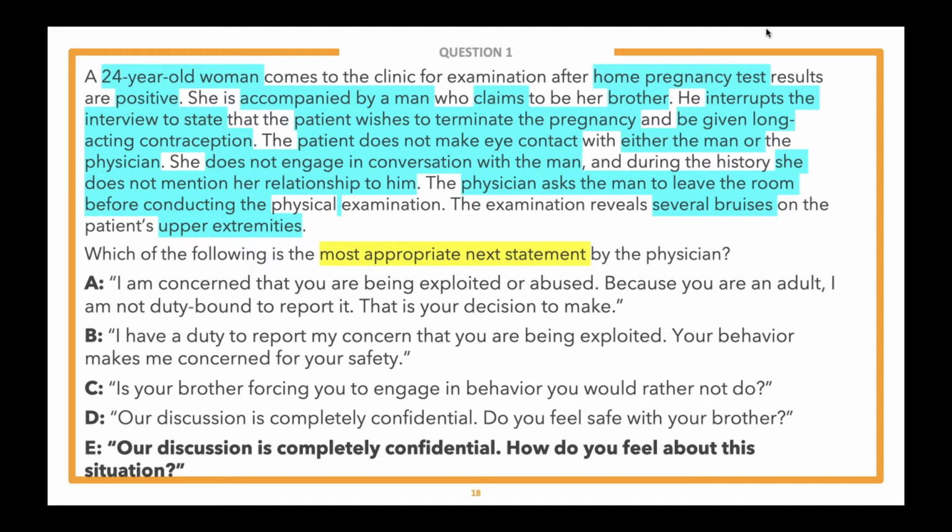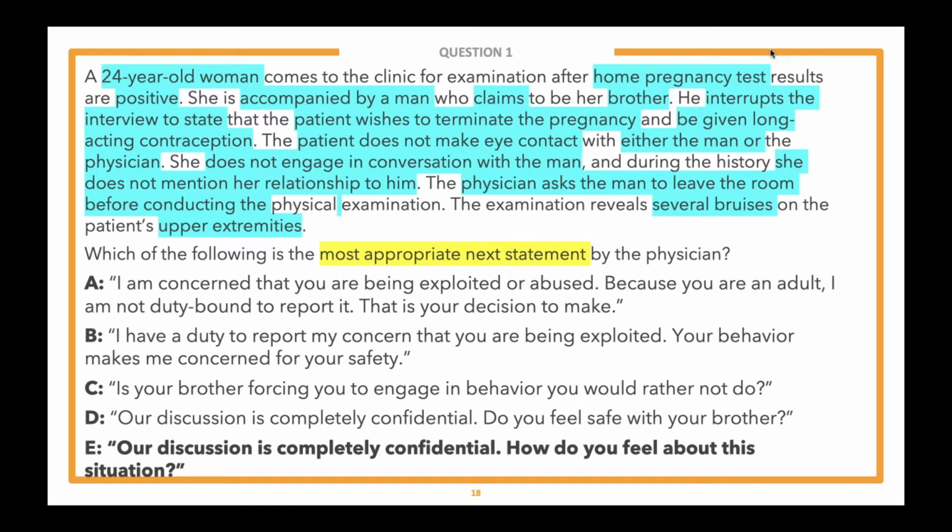And it also doesn't convey a sense of concern as well as the other answer choices. So answer choice B does correctly identify a concern for exploitation, but it's not true that the physician has a duty to report exploitation of an adult. That's for minors or for elderly. Okay.